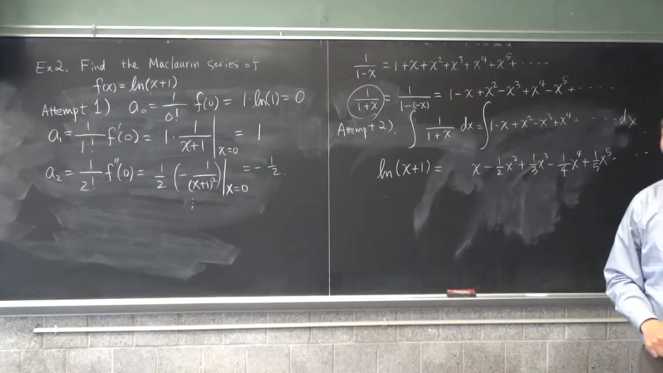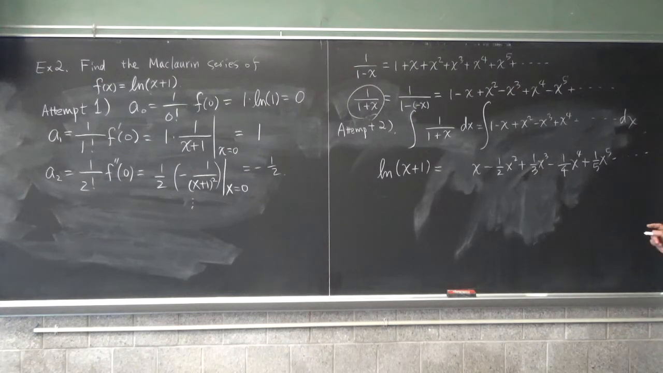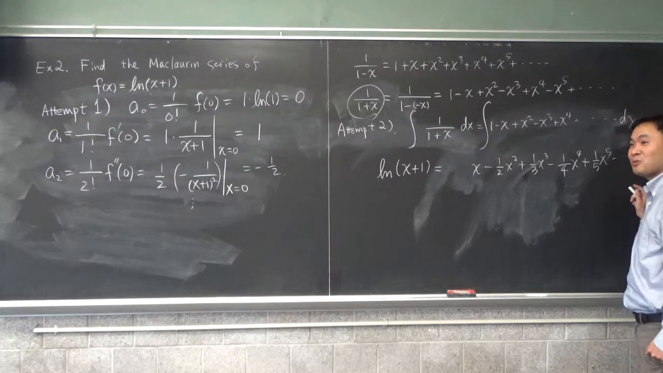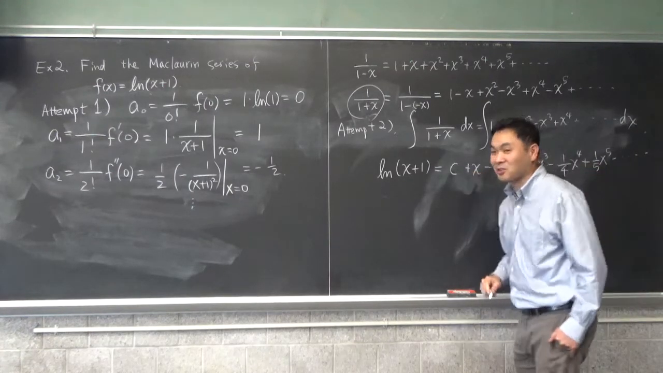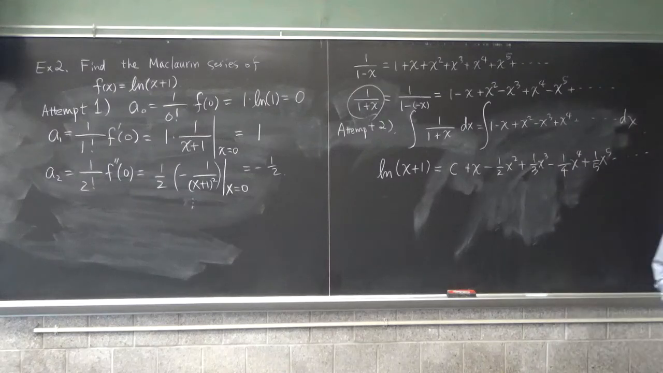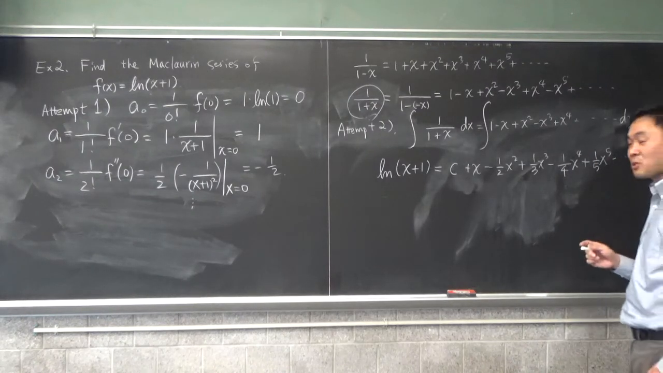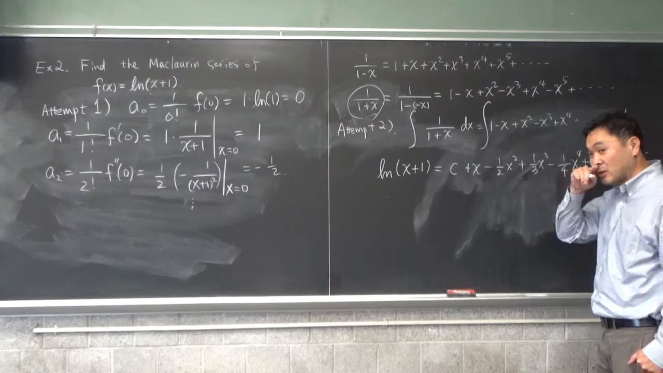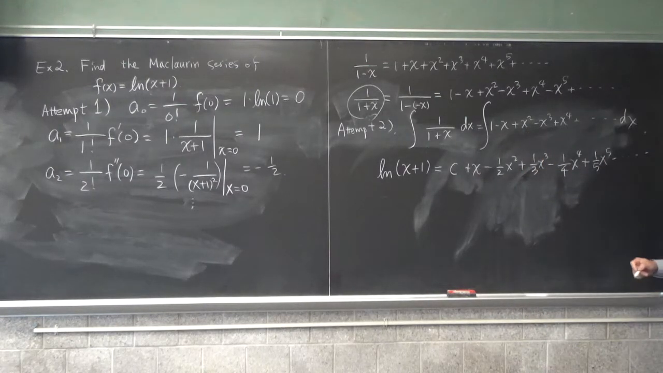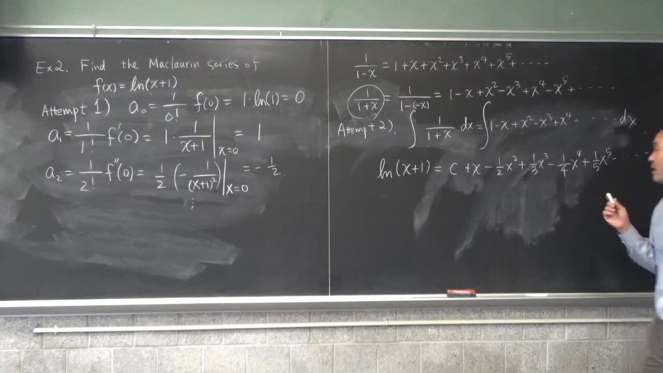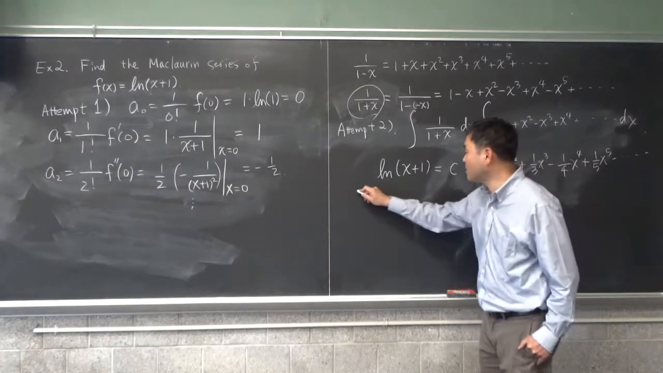Now, so I integrate both sides. I'm missing something. What am I missing? I forgot to put plus C. Yes, plus C. Constant term. Yeah, you have to have that. Sometimes you can't, because you can't guarantee that that's 0. Now, in order to get C, what should I do? Plug in x equal to 0.